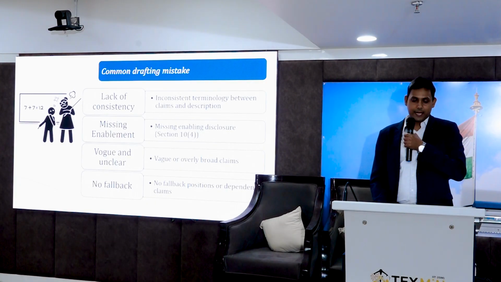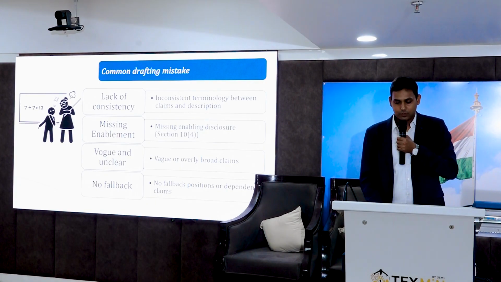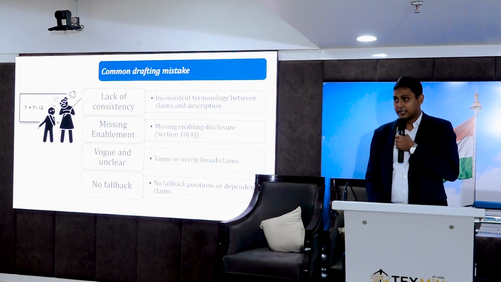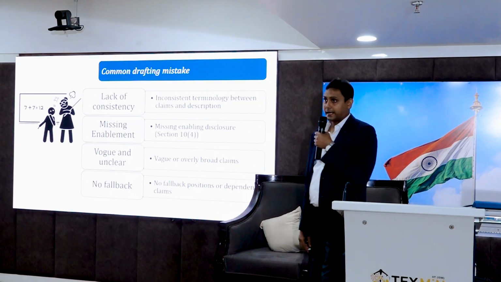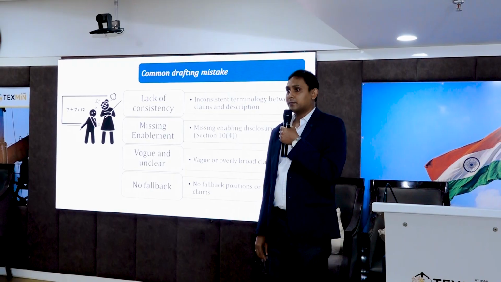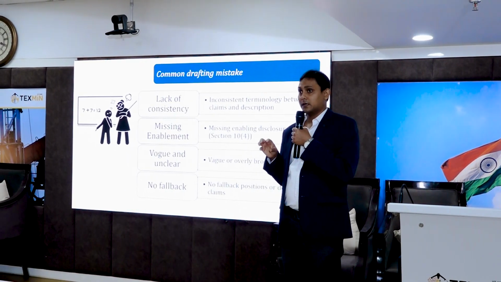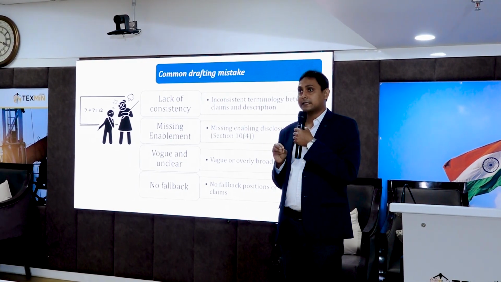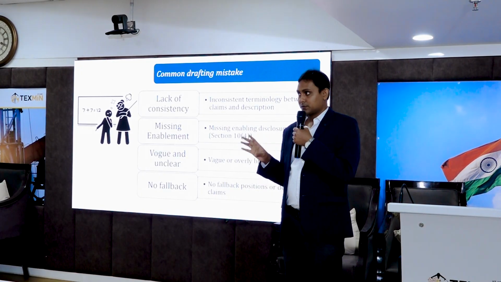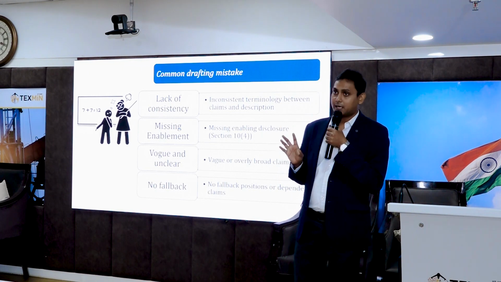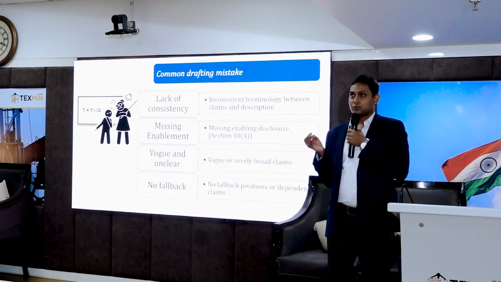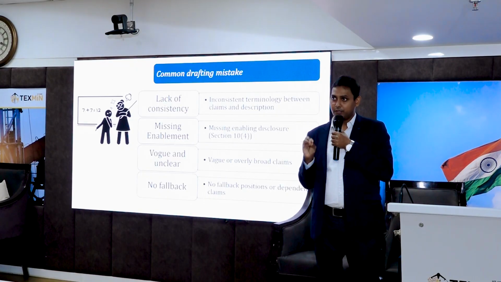Okay, then vague and unclear claims. Obviously, vague and overly broad claims you should not write. A broader claim obviously gives a broader scope for your invention, but there is a possibility that your patent will be rejected. That's why too broad claims are not suggested, and too narrow claims are also not suggested. So we have to write the scope in between these.